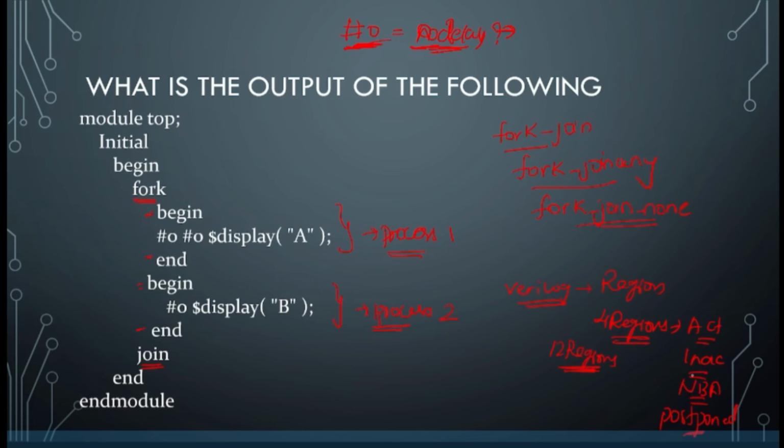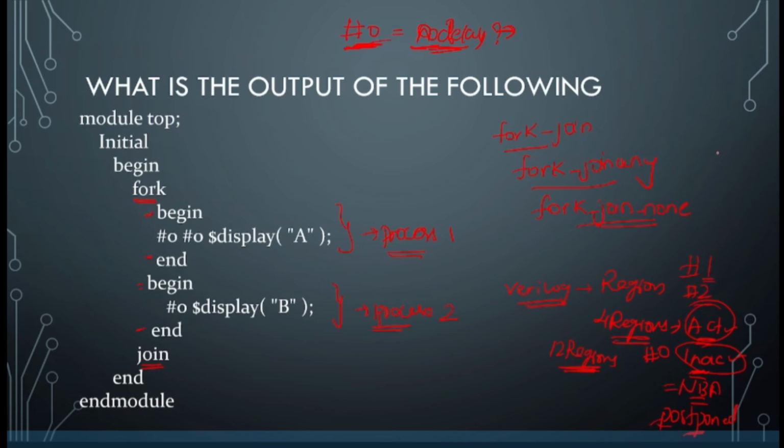If you see the active and inactive regions, basically the difference between them is that if there is no delay, then that particular statement will be executed in the active region. And if there is a delay, like #1, #2, it will be executed based on the particular time units in the NBA or postponed regions.